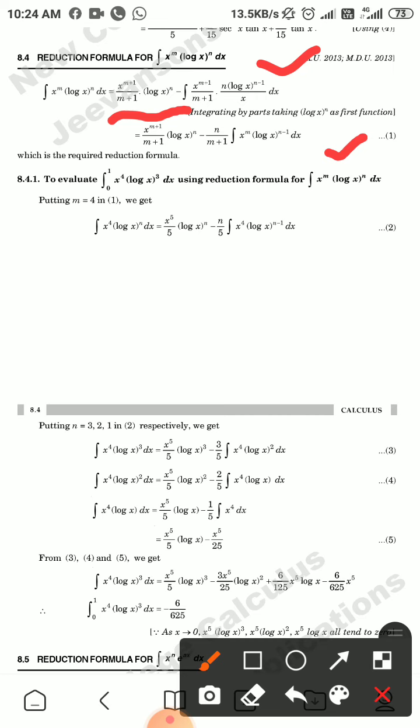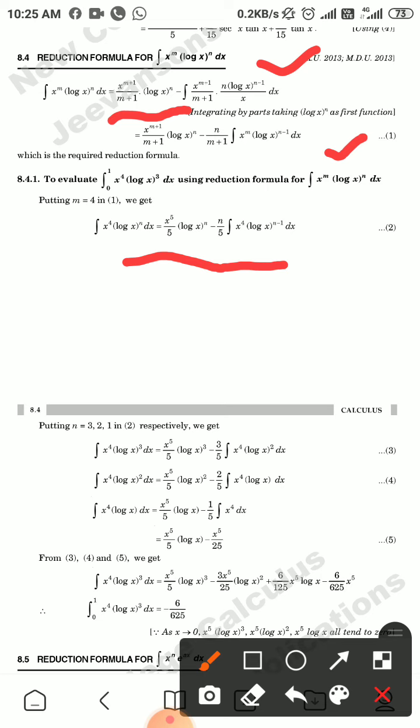And with the help of this we are able to evaluate integration 0 to 1 x raised to power 4 log x raised to power 3 dx using the reduction formula for integration x raised to power m log x raised to power n dx. Now in the above reduction formula we will put m is equal to 4 and n is equal to 3. We have integration x raised to power 4 log x raised to power n dx equal to x raised to power 5 by 5 log x raised to power n minus n by 5 integration of x raised to power 4 log x raised to power n minus 1 dx, marking this as number 2.